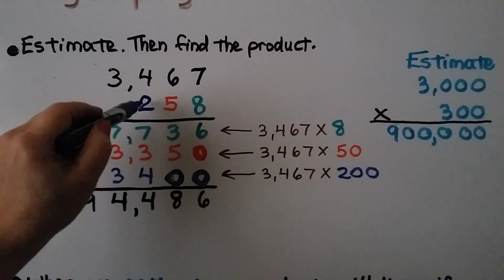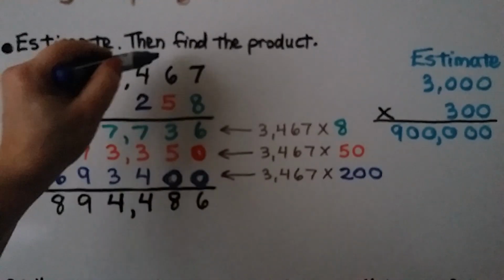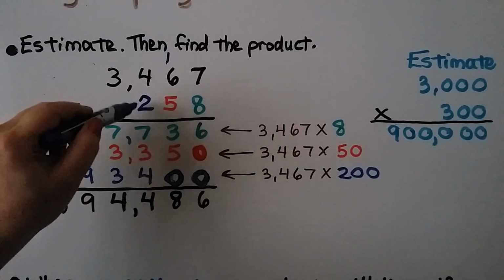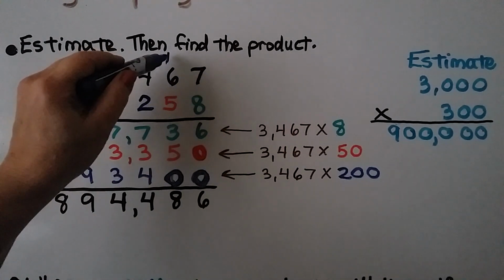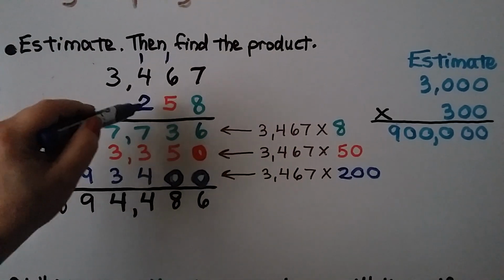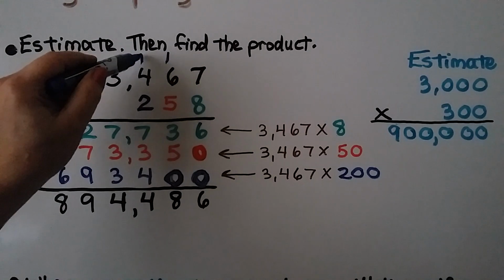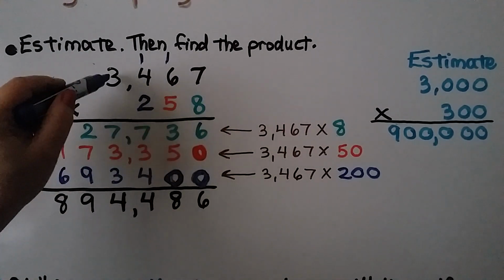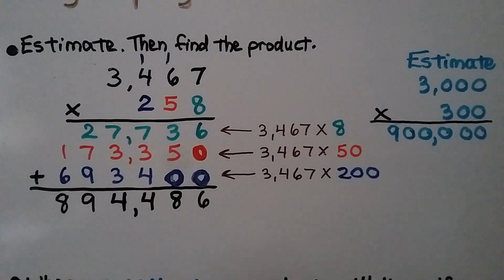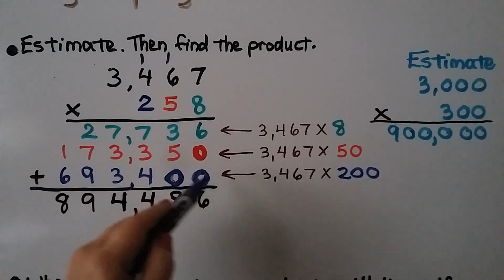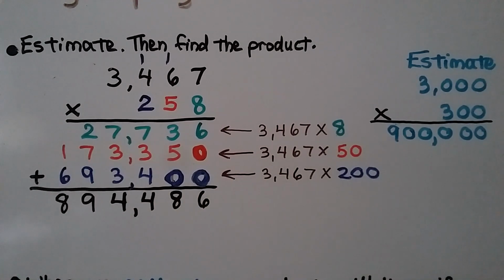And we do 2 times 7, which is 14. We regroup the 1 and write the 4 down. We multiply 2 times 6, which is 12, plus 1 more is 13. We regroup the 1, put the 3 down. We do 2 times 4, which is 8, plus 1 more is 9. We put the 9 down. And then we do 2 times 3, which is 6. We have 693,400 for our third partial product.